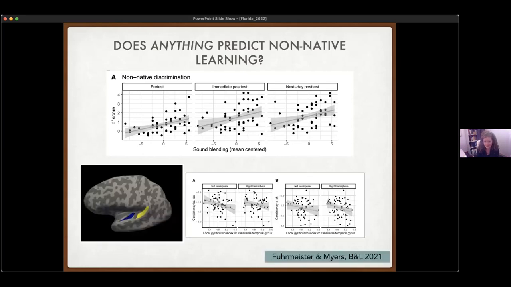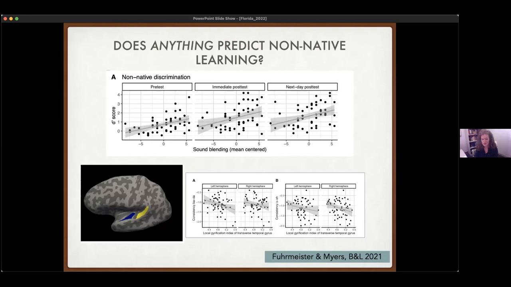Because this is a language and brain thing, I should also mention that there are brain structural differences that also seem to predict how well people learn. This is a study that Pam Furmeister did, again, as part of her thesis, where she collected structural brain MRI data from a number of people and looked at a whole bunch of different kinds of measures. One that really had the most power in terms of predicting your categoricity and also your non-native learning was the gyrification of the right and left temporal lobe. So this was, interestingly enough, a negative relationship.